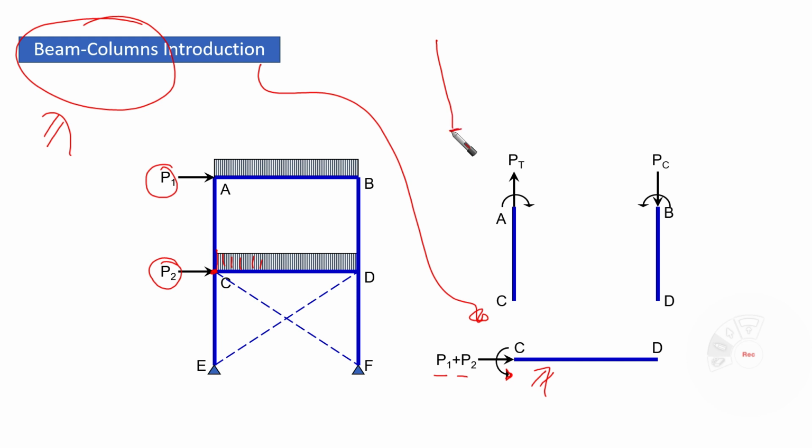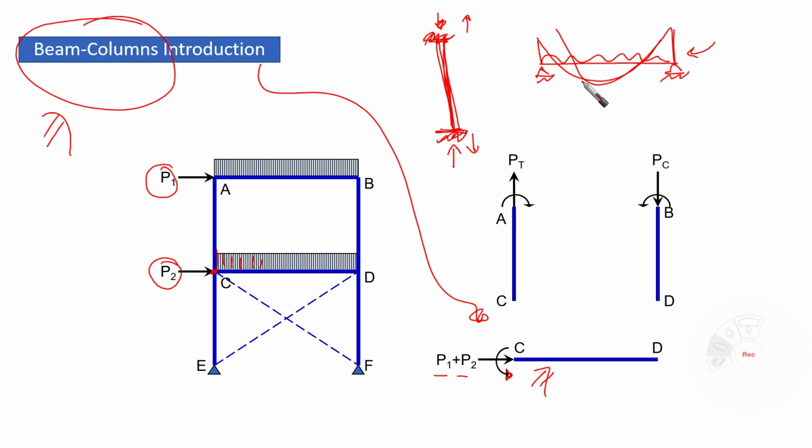Before, when we were talking about columns only, we called them compression elements, where only vertical loads or axial forces exist, whether compression or tension. When they were tension, we called it a tension member. When they were compression, we called them a compression member. And when we used another element, a horizontal element with distributed load, we called it a girder. And this girder is going to have mainly flexural straining actions.